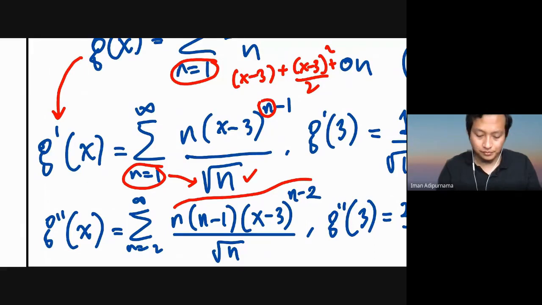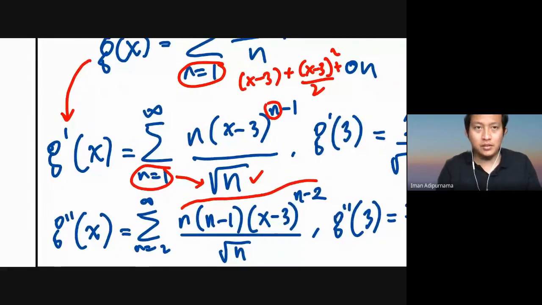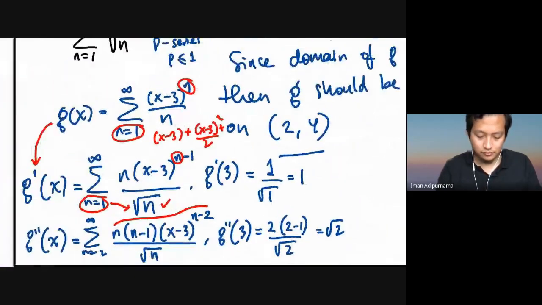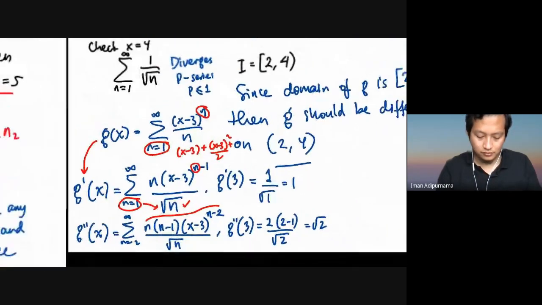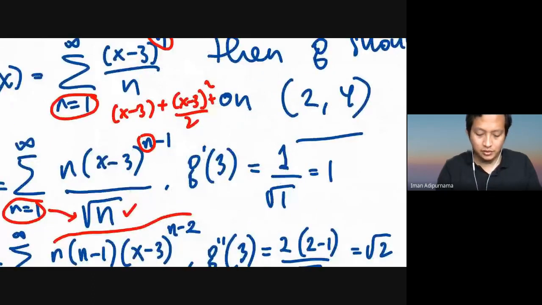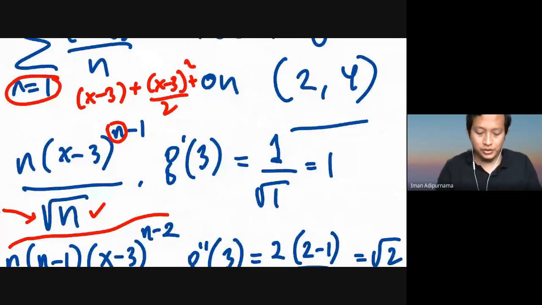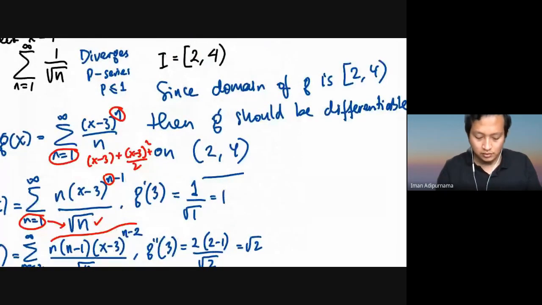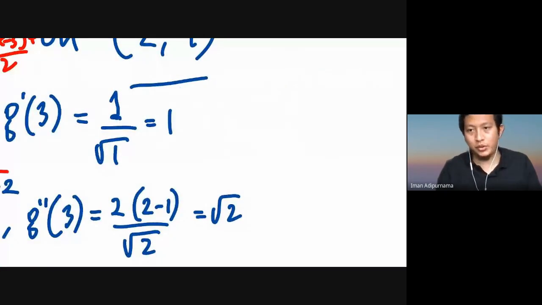It's like when you are evaluating a limit, you have n and you also have x, right? What you need to do is evaluate the n first. So it's actually not only 3, it can be any number, because it will result in 1, and the second derivative resulting in square root of 2.